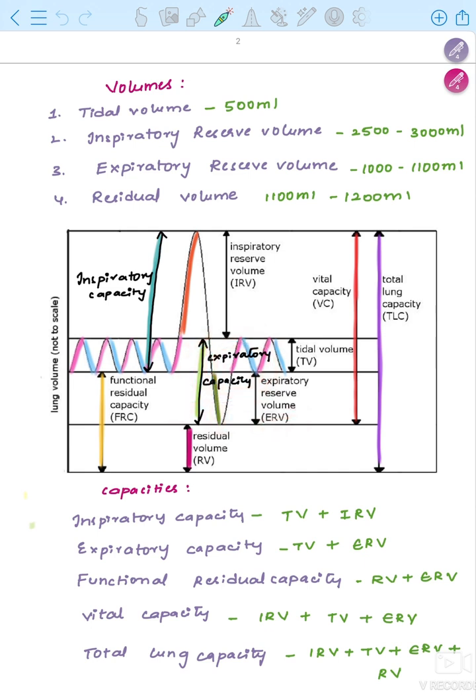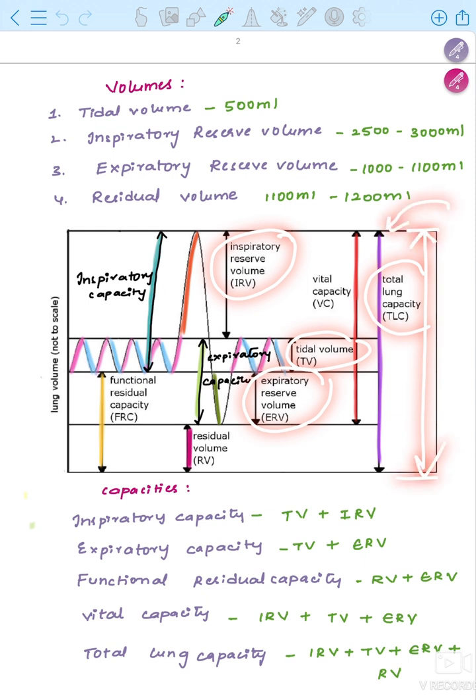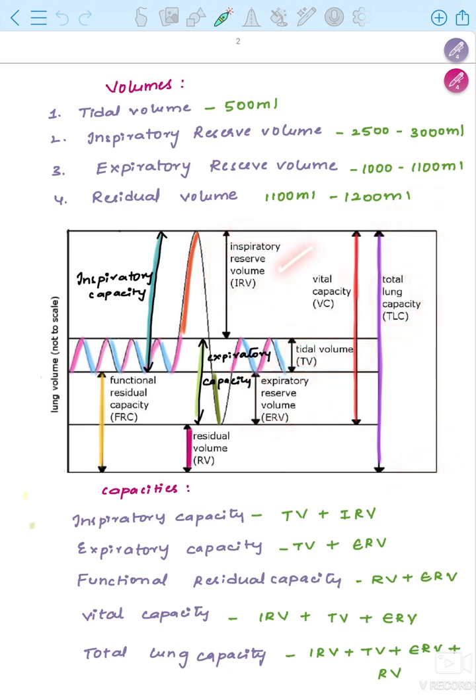What is meant by vital capacity? I told you it includes inspiratory reserve volume, tidal volume and expiratory reserve volume. Total lung capacity is the maximum volume of air a lung can accommodate after forceful inspiration. That includes inspiratory reserve volume, tidal volume, expiratory reserve volume and residual volume.